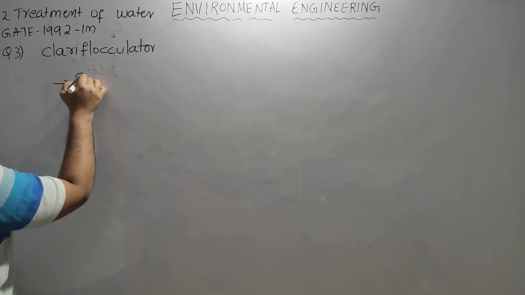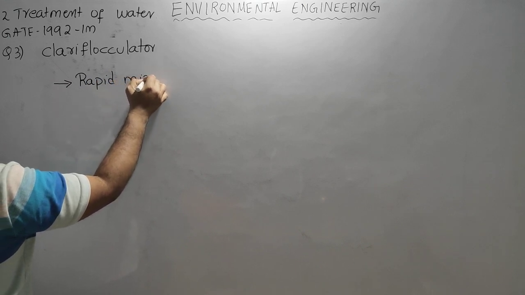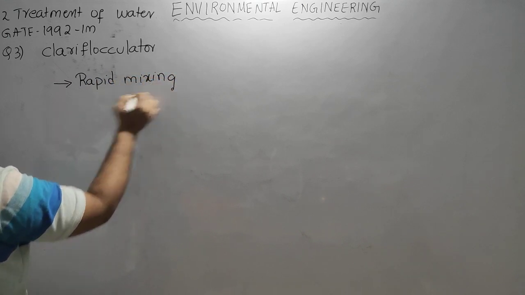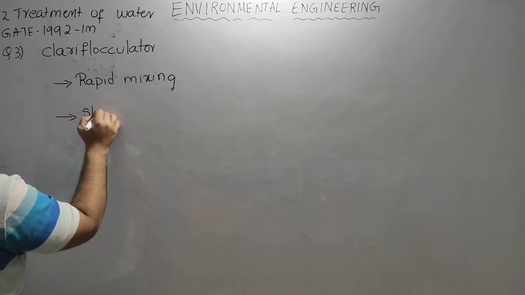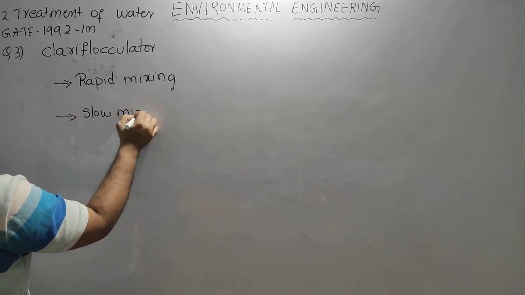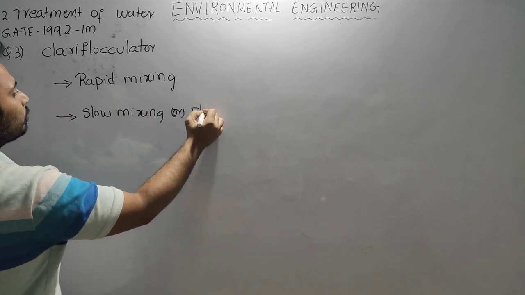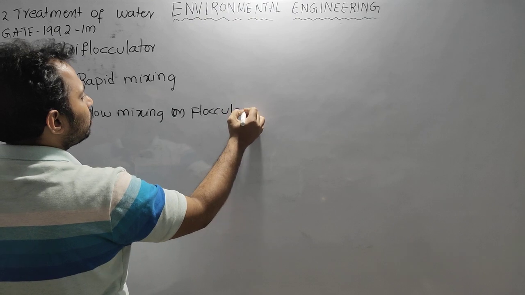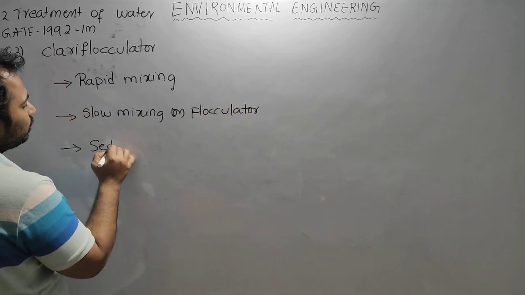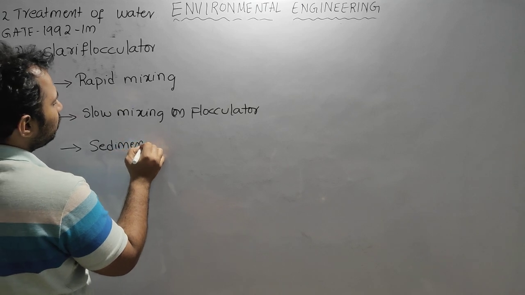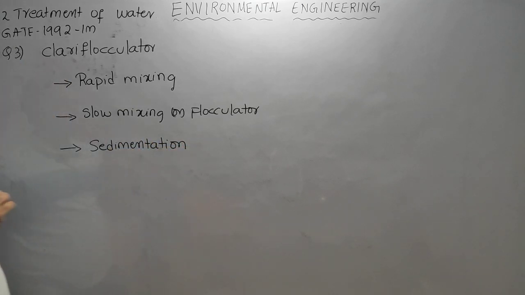One is rapid mixing, that is nothing but coagulating. Next is slow mixing, that is flocculating or flocculator. And the third one is sedimentation. So these are the things which will happen in a clariflocculator.